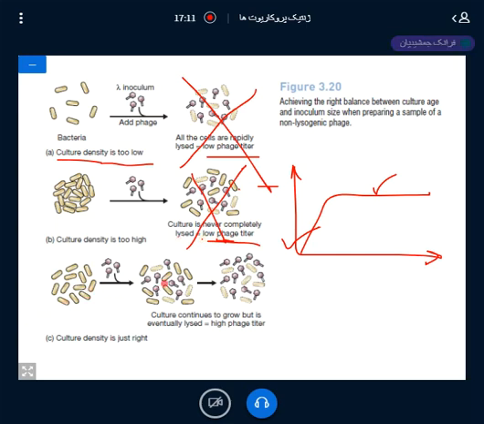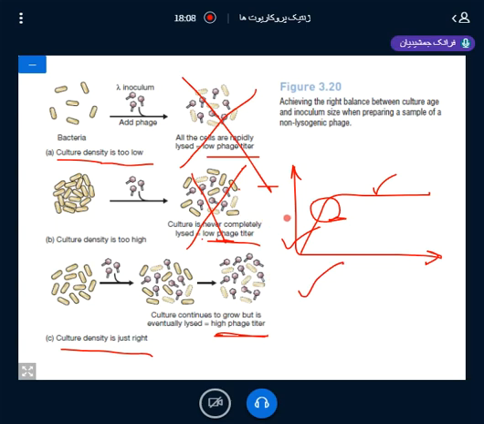Here, look at here. If we add phage to bacteria which are in the logarithmic, log phase, the culture density is just right. The bacteria is high, but there's not too much. If we add the phages, the culture continues to grow, but is eventually lysed. So what do we have? We will have high phage titers. So is it good? Yes, it's very good for us.